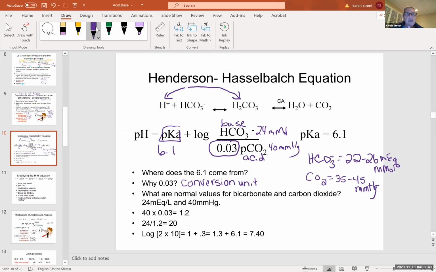If I say, what is a dozen? You say 12. If I say half dozen, you say 6. If I say baker's dozen, you say 13. Okay, there we go. So 0.03 is a conversion unit. So numerator versus denominator, conversion unit, order of operations.